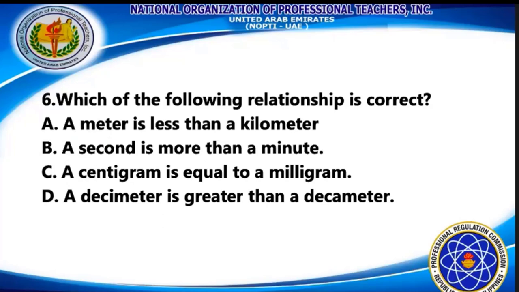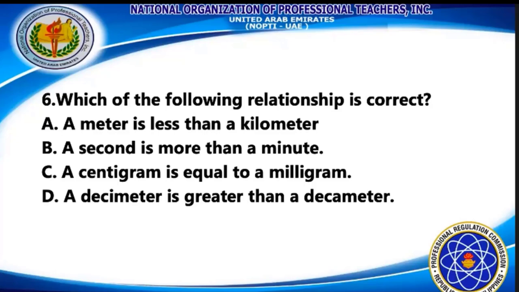6. So far, correct pa na kukuha nyo lahat? 5 over 5. Now, we are in number 6. Which of the following relationship is correct? A meter is less than a kilometer. A second is more than a minute. A centigram is equal to milligram. A decimeter is greater than a decameter. So, surely, yung letter B, yun yung i-scrap nyo kasi alam nyo naman na yung second is less than a minute. Pero, yung A, C, and D, saan kaya doon ang correct?